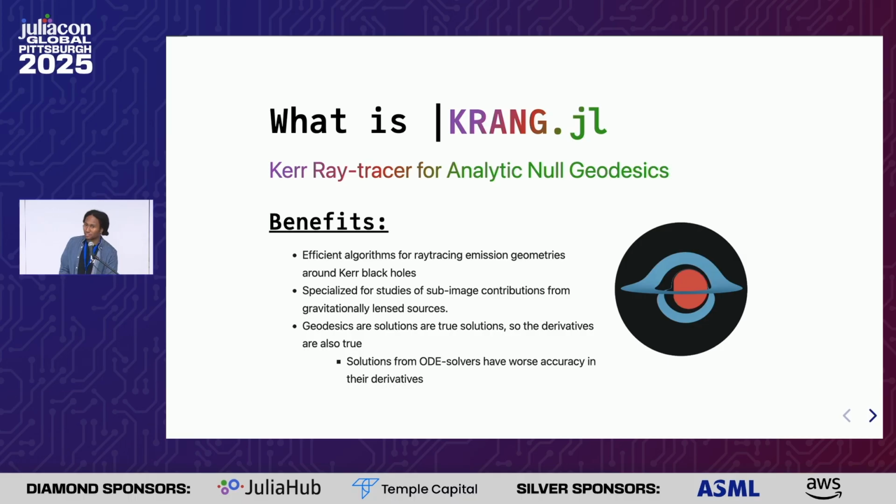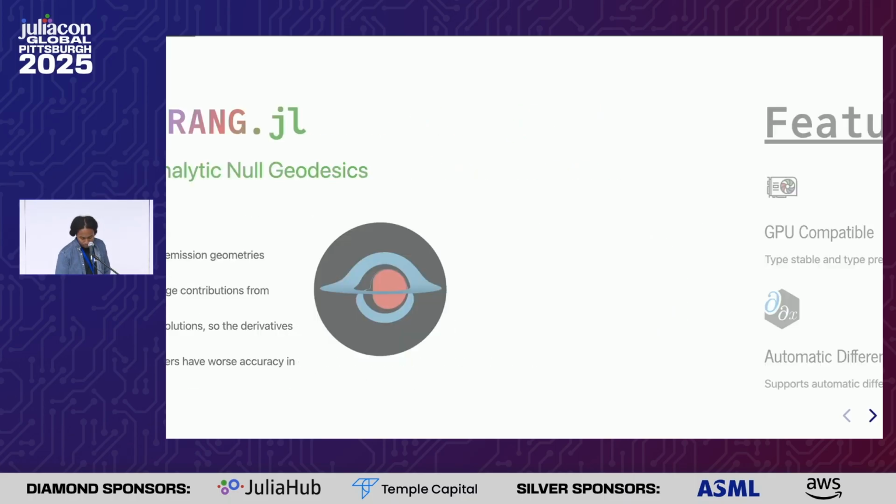In particular, since I'm a member of the Event Horizon Telescope, there are specific phenomenological features associated with images of black holes that we care about, particularly sub-images. By encoding a ray tracer that uses analytic algorithms, you can more efficiently decompose images into sub-images and so on. I'll go on to show an example of what I mean by that, if you're unfamiliar with the idea of sub-images from around black holes.